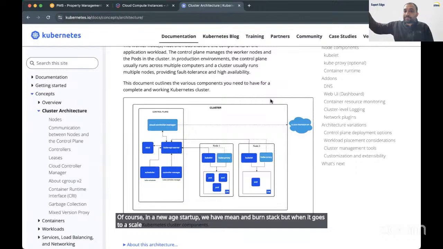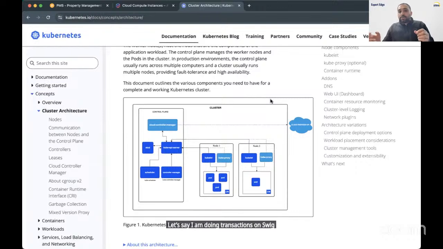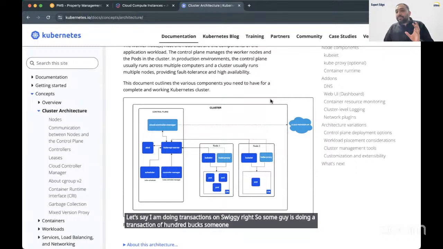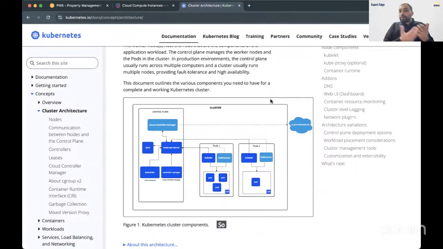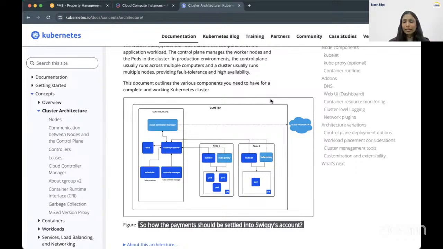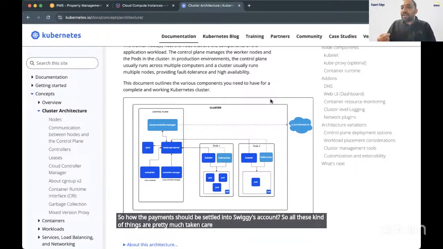Of course, in a new age startup, we have the MEAN stack, but when it goes to a scale, right? So I'll give you an example now. Let's say I'm doing transactions on Swiggy, right? So some guy is doing a transaction of $100, someone is doing 300, someone is doing 1,000. So how the payments should be settled into Swiggy's account, and the security, right? So all these kind of things are pretty much taken care of by Spring Boot and Oracle.